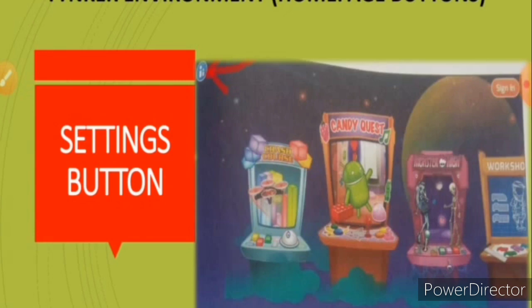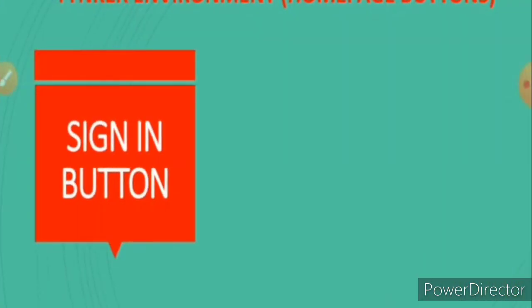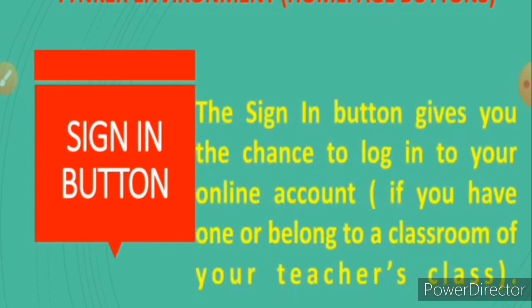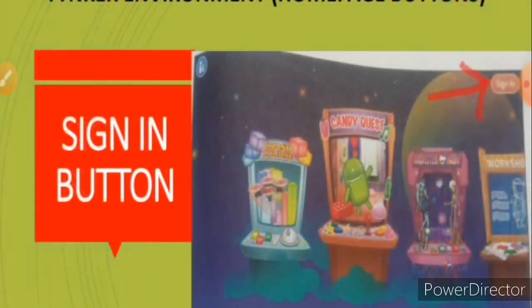Now let's take a look at the next button. We have the sign in button. The sign in button gives you the chance to log into your online account if you have one or belong to a classroom of your teacher's class. A classroom can be created by your teacher, which you can log in and be a part of, or you can log into your own account using the sign in button. Take a look at the sign in button pointed at the top right corner in the display picture. That is where the sign in button is located in the Tynker environment.